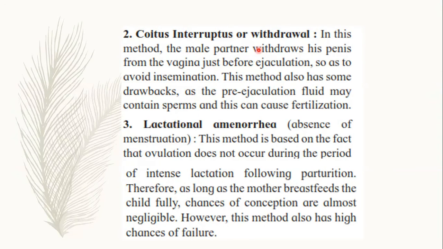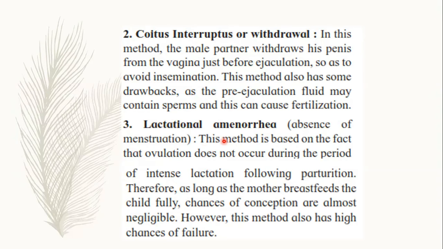Next is coitus interruptus, or withdrawal. In this, the male partner withdraws his penis from the vagina just prior to ejaculation, so as to avoid insemination. But this method also has some drawbacks. As the pre-ejaculation fluid may contain sperms, this can cause fertilization.